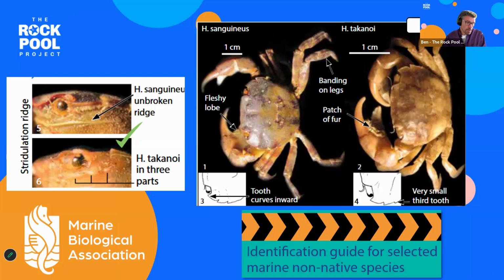And this is what they mean by the eyes. If you can get a picture similar to this of your individual, then you might not be able to tell the difference. I would struggle to tell the difference, but John and Chris at the NBN would be able to. They'll be looking for this ridge underneath the eyes, which is unbroken for the rarer sanguineus species and three parts for takanoi. And there are some other differences that you might be able to spot in the guide there as well.